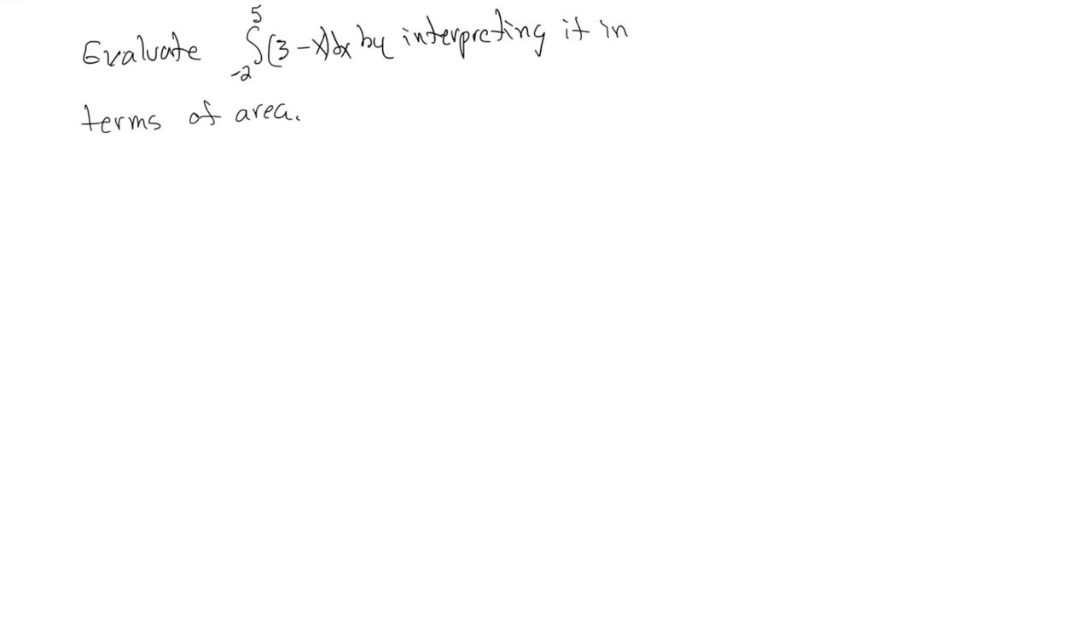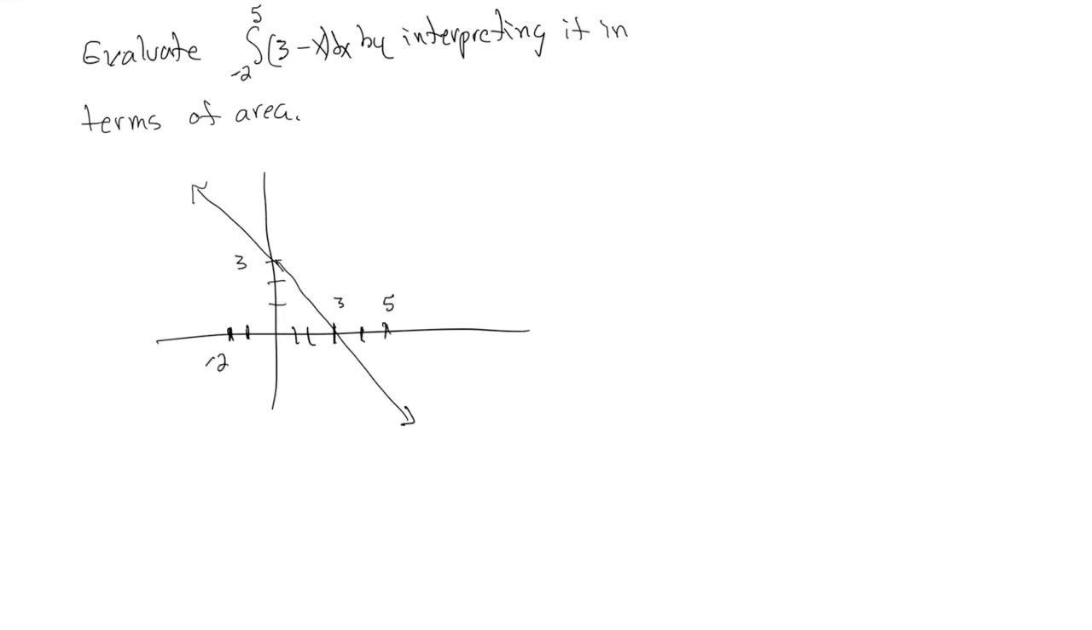So I'm going to sketch the graph of my function. What does y equals 3 minus x look like? That's the graph of negative x plus 3. The line is sloping down, negative x plus 3, shifted up 3 units. My x-intercept there is going to be 3 as well. So I'm going from -2 out to 5 as my limits of integration.